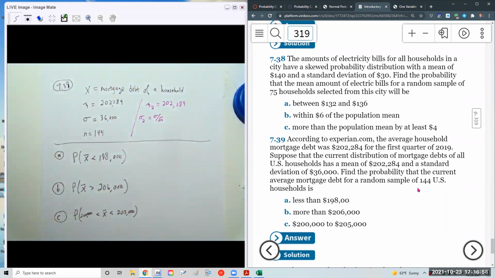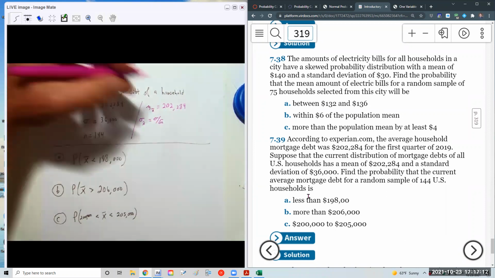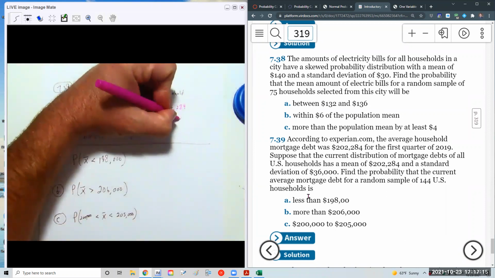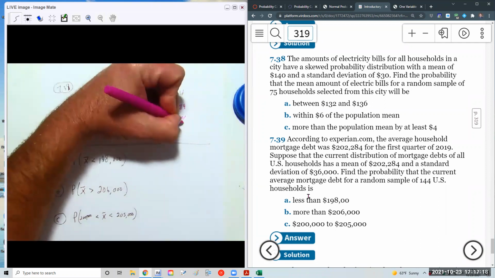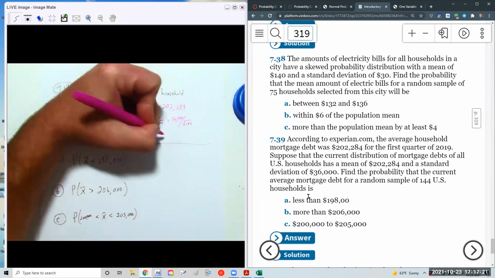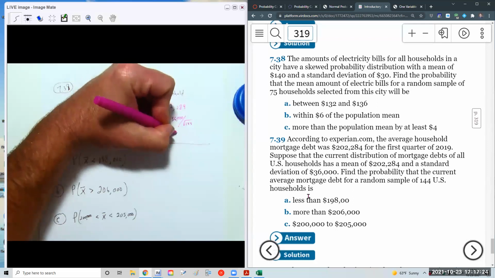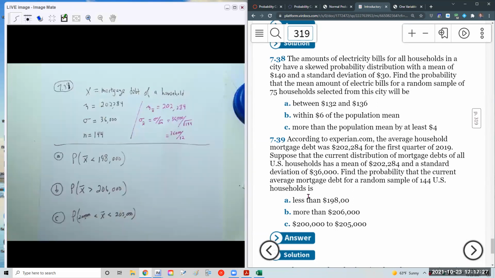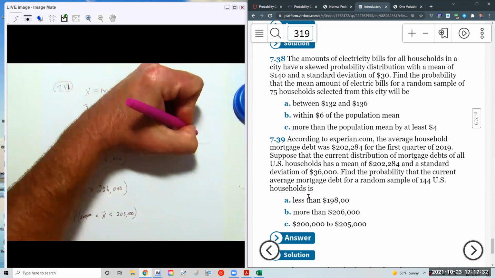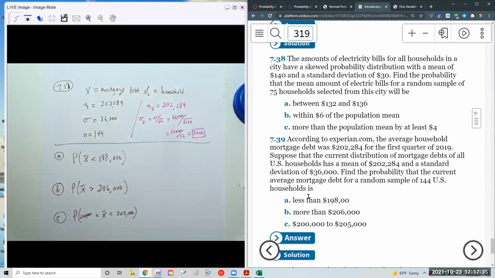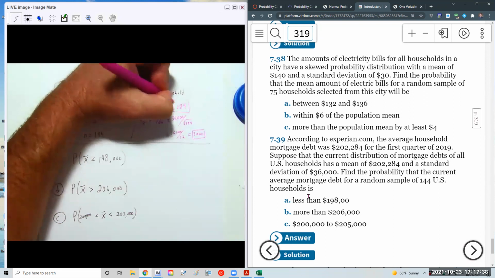And that's because 144 is certainly less than 5% of the total number of households that have a mortgage. So we're going to use this formula for sigma sub X bar, and that's going to give us 36,000 divided by the square root of 144. So that's 36,000 divided by 12. Okay, so that is going to give us 3,000. All right, so these are the two values we need to use in the calculator.